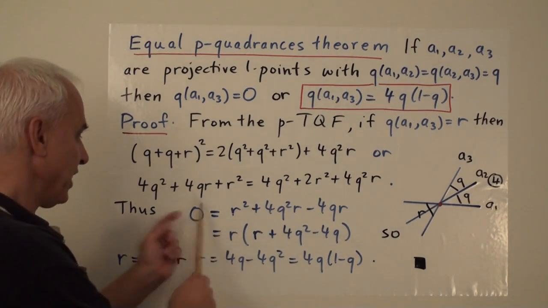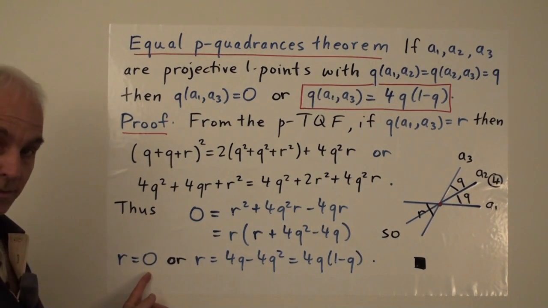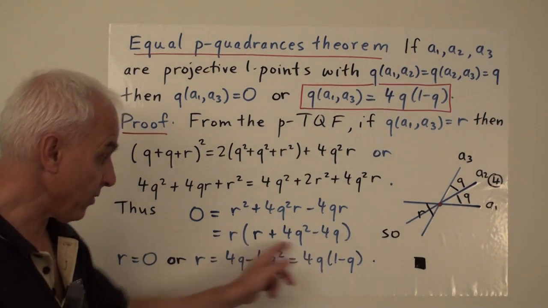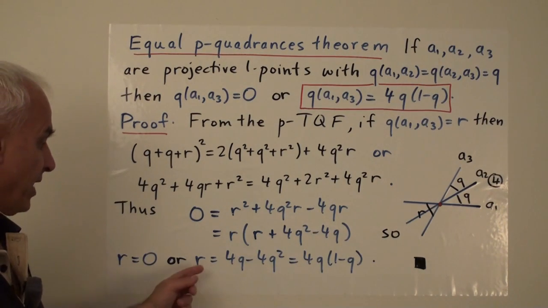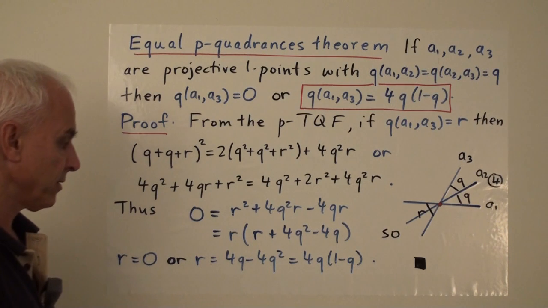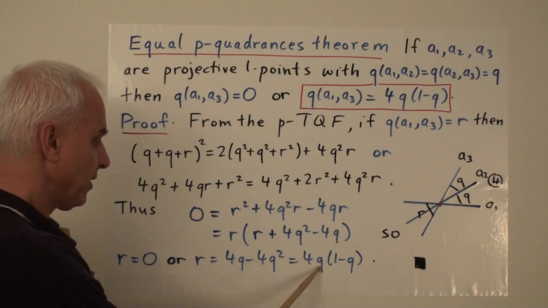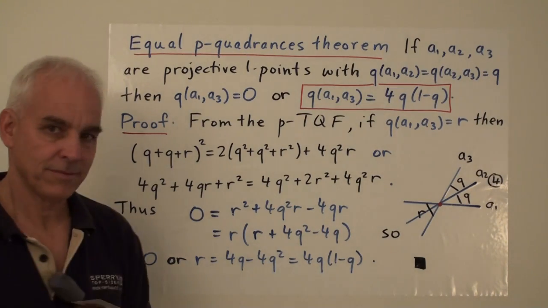So if the product of two things equals 0, then there are two possibilities. Either R equals 0 or this quantity equals 0, which we can write as R equals 4Q minus 4Q squared. And this is 4 times Q times 1 minus Q.